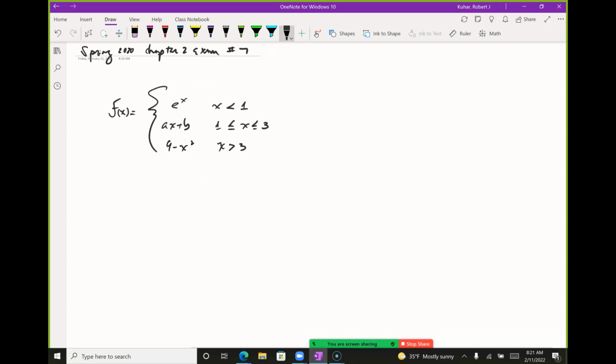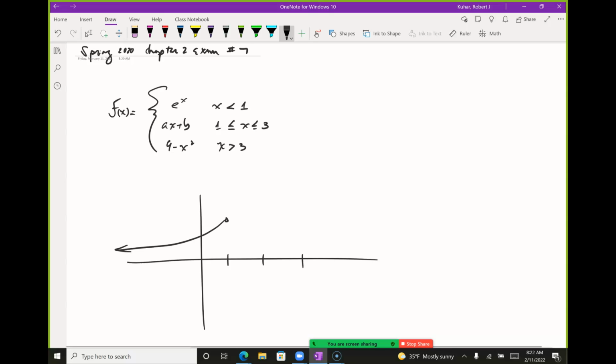So I'm interested in really all of the functions, right, at 1. Well, I guess the first 2 functions at 1 and the second 2 functions at 3, right? So I know e to the x at 1 is e, right? So I can visualize the e to the x function there, right? And of course I've got that open point there, right? Everybody with me? You can see the whole e to the x function there.